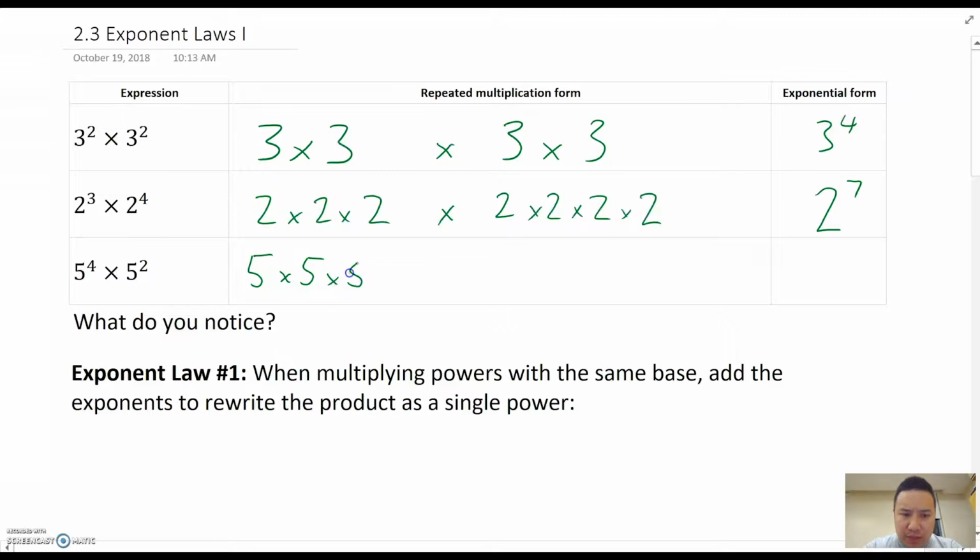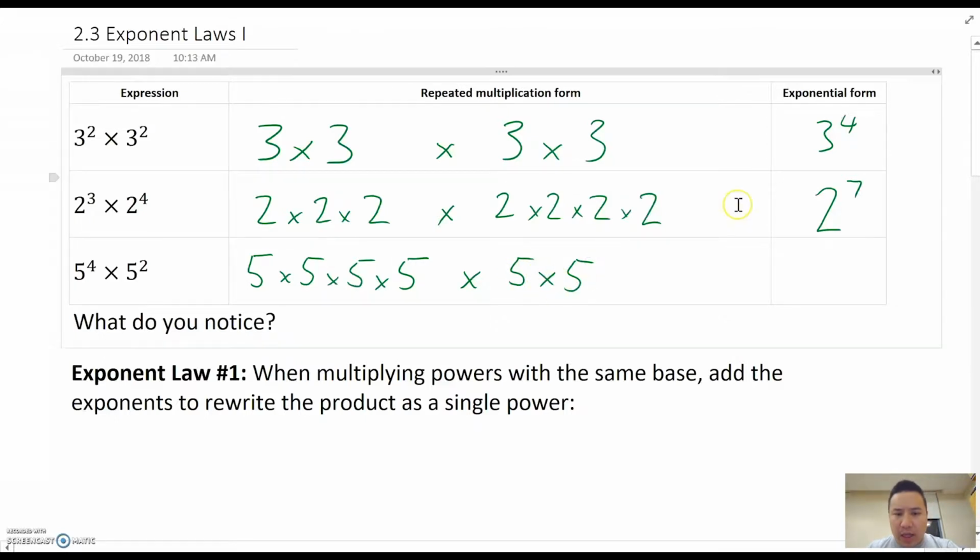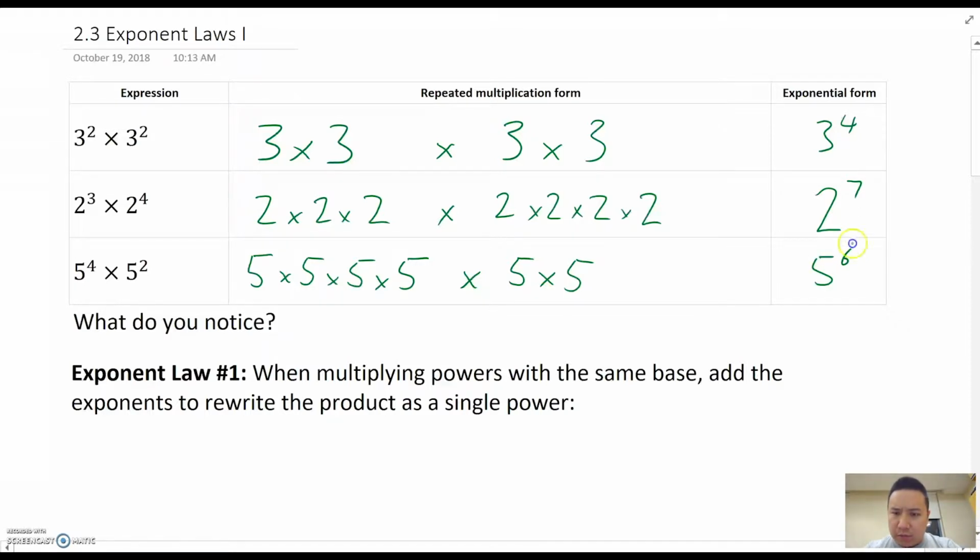Okay? And then this last little example here, 5 to the power of 4 is just 5 times itself, times itself, times itself again. And we're going to multiply this by 5 to the power of 2, so 5 to the power of 2 is just 5 times itself. And here we have 1, 2, 3, 4, 5, 6. We have 6 of these 5s. So that's just 5 to the power of 6.